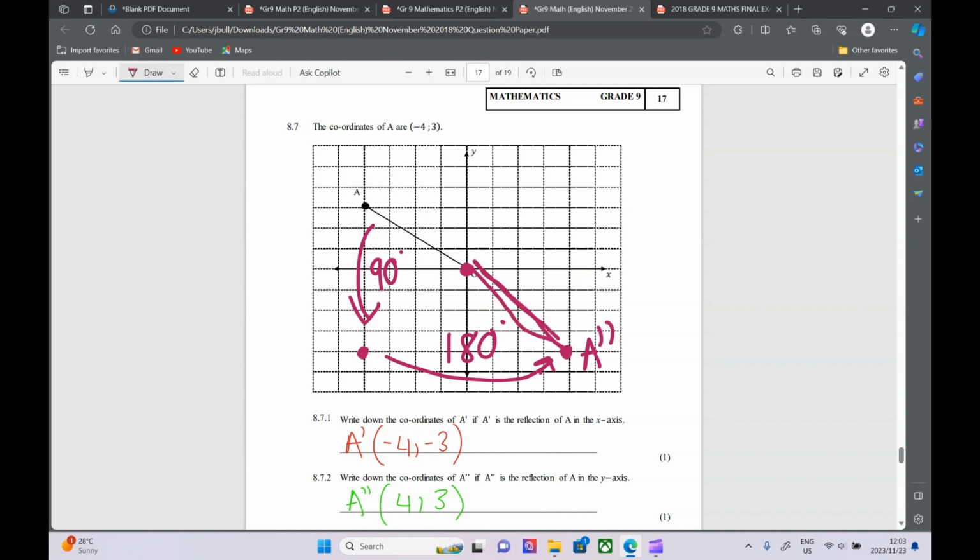Rotation just means I take that point and I spin it around. When you're working with the x-y axes like this, every quarter turn is 90 degrees. So if I go like that, it's 90. If I keep going, it's 180. If I keep going, it's 270. And if I keep going, it's 360. So just keep that in mind.